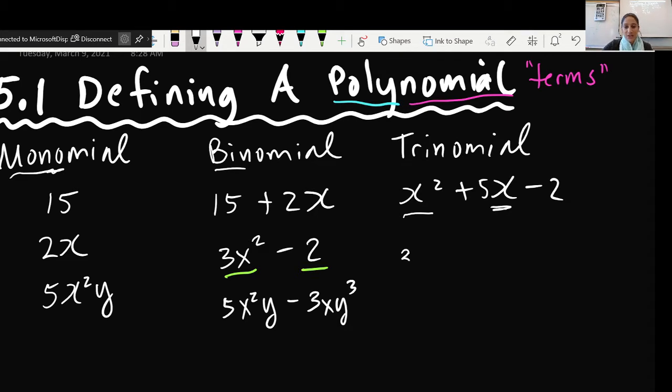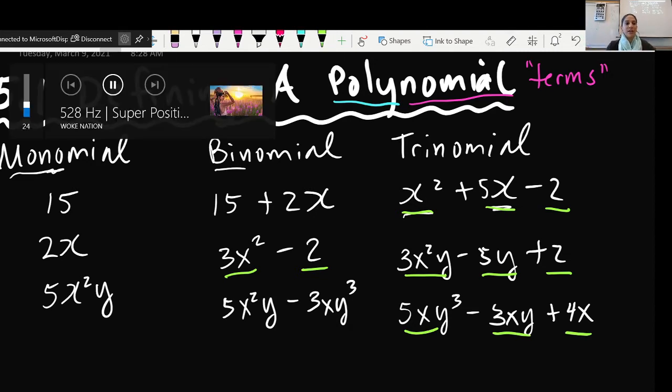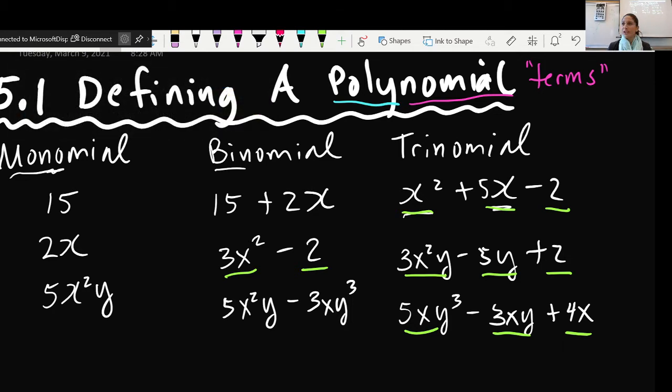Lots of different ways this can show up. I could have 3x squared y minus 5y plus 2. I could have 5xy cubed minus 3xy plus 4x. So there's different things going on in each of them, but to make this clear, there's 1, 2, 3 terms there, 1, 2, 3 terms there, and 1, 2, 3 terms that are right there as well. Questions about that? We're pretty okay with that?